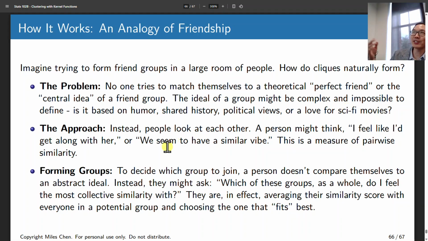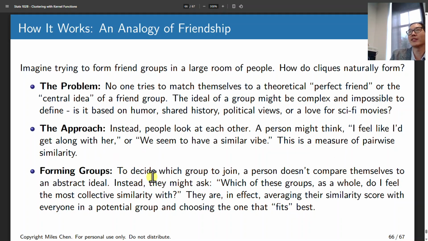And so what actually happens instead is people look at each other, and a person might think, I feel like I'm going to get along with this person, or we have a similar vibe, and there's a measure of similarity that people have with one another. And so this is the pairwise similarity.